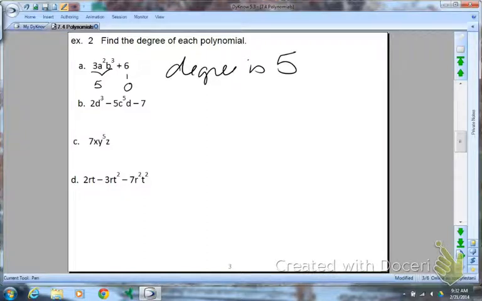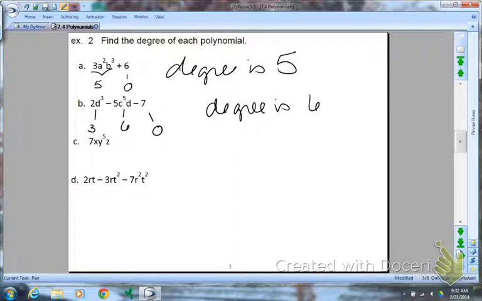Example B, the degree of the first term is 3. What is the degree of the second term? 6. And what is the degree of 7? That is 0. So what is the degree of the entire polynomial? 6.